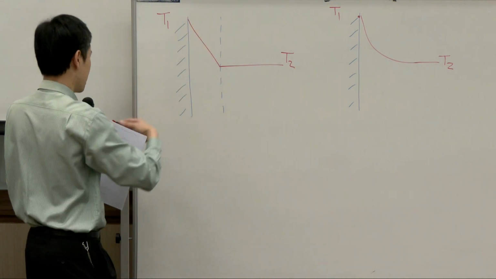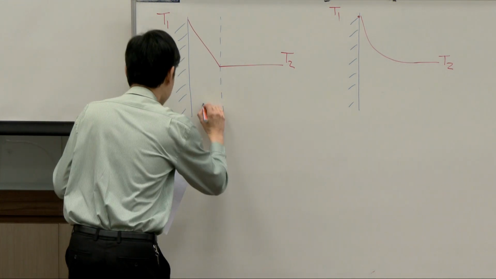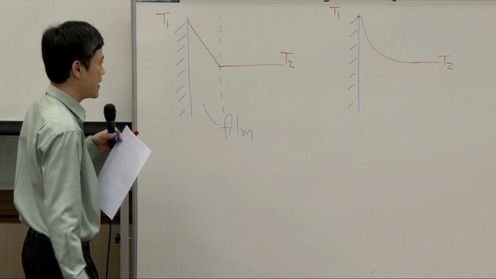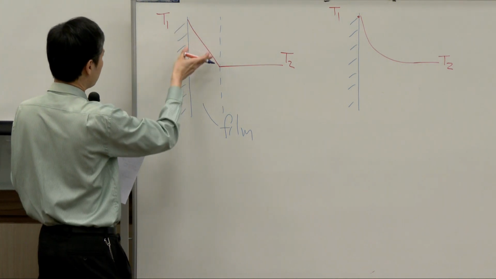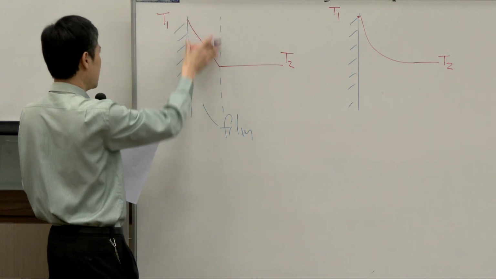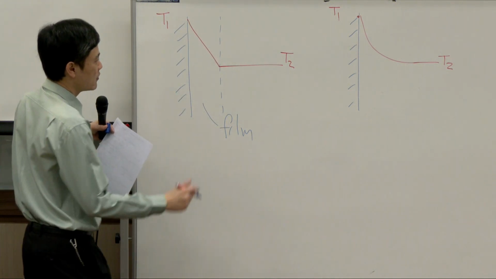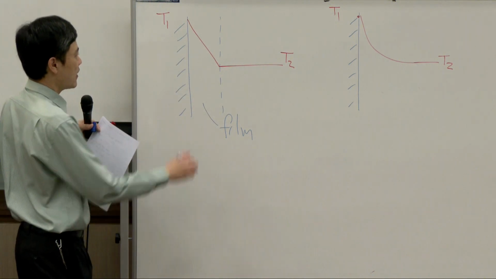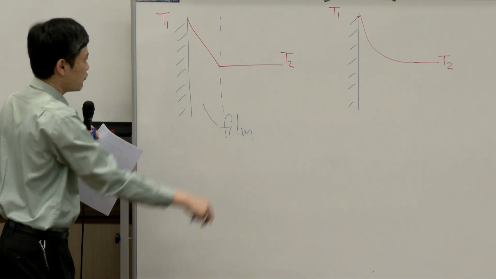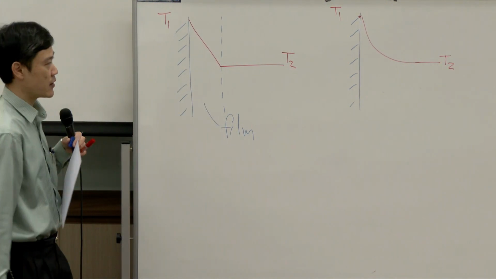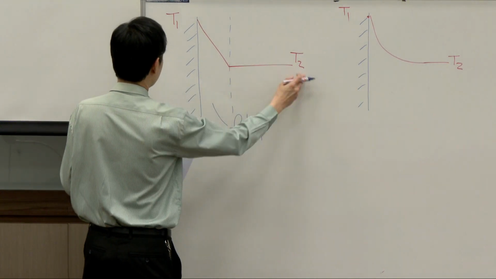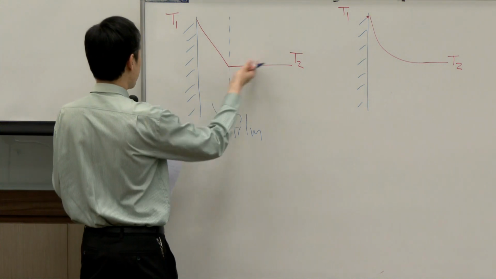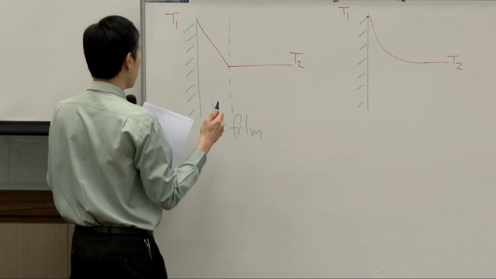This layer is the film. It is considered a stagnant layer, and heat transfers through this layer by means of conduction only. That means in this part there is no convection at all. So the temperature profile in this region would be purely conduction, and therefore linear. And the rest, outside here, there will be no disturbance in the temperature profile at all. So temperature remains constant throughout the rest of the air.